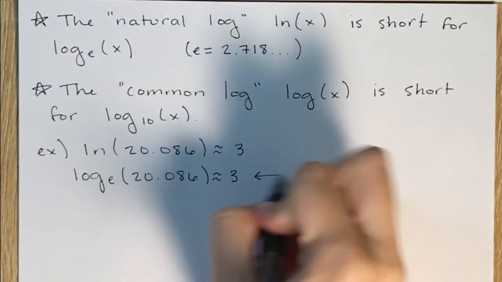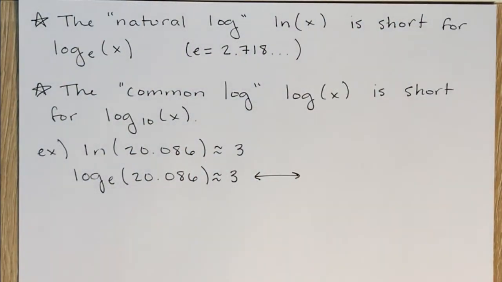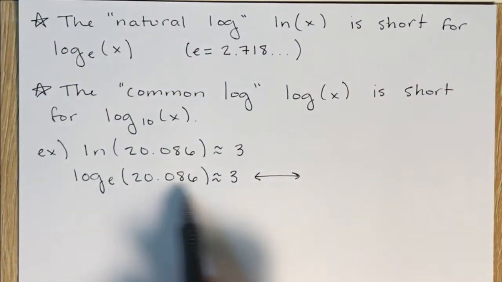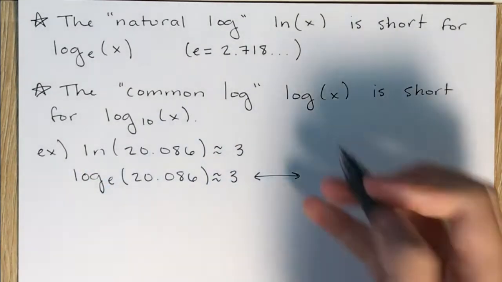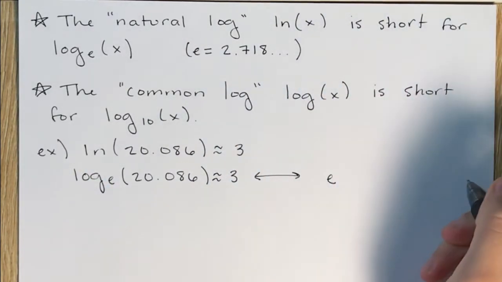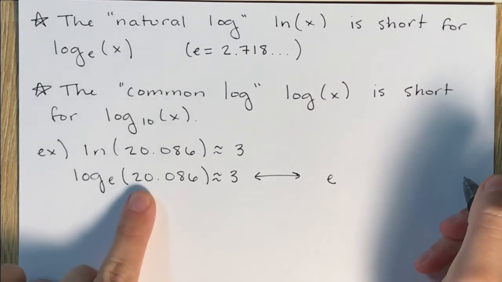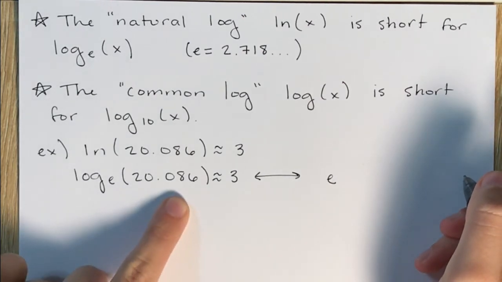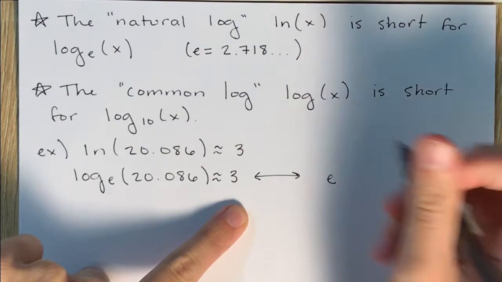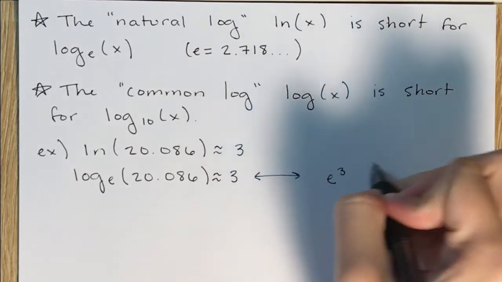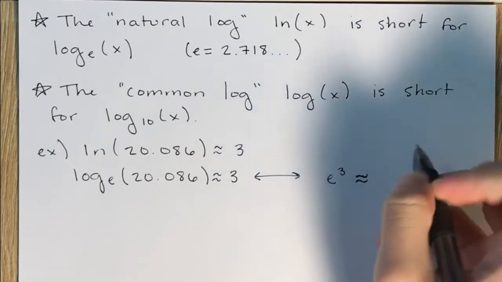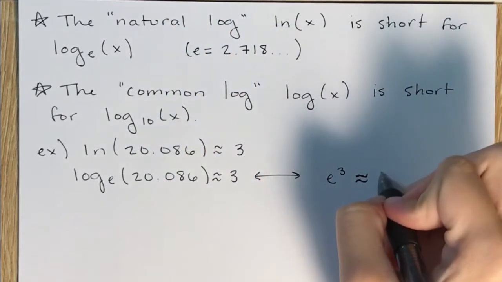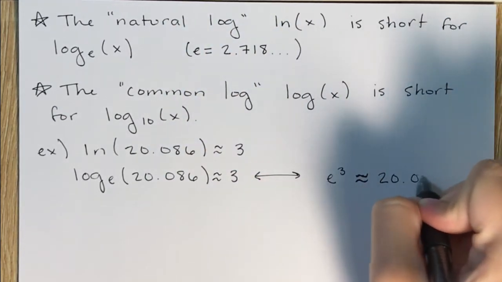And when we swap the forms, we can now just do it business as usual, right? We have a base of e, so our exponential function is going to have a base of e. Our input was 20.086 and our output was 3, so that means our input will be 3. And this is approximately equal, so we do the squiggle. Our output is 20.086.